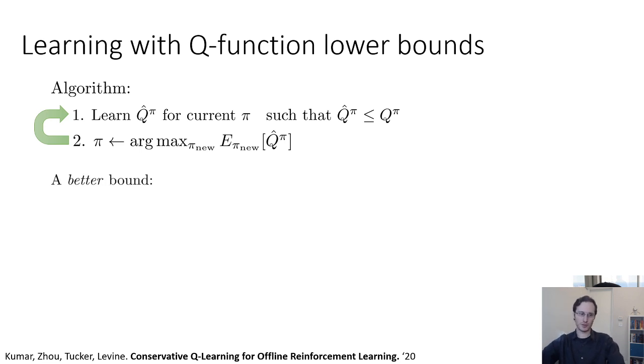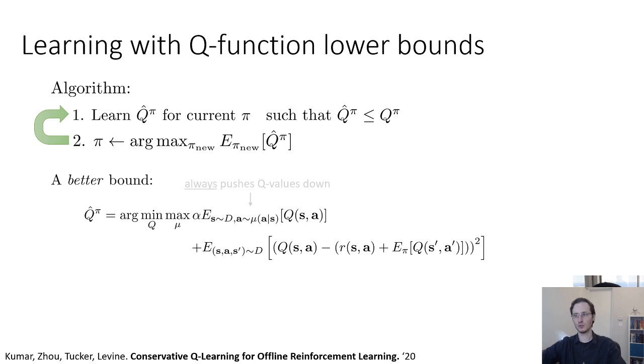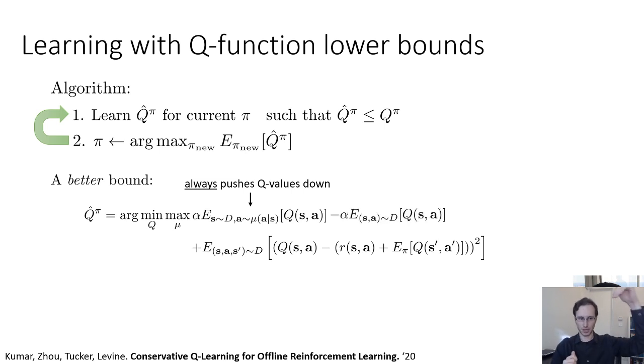Now, you can also derive a much better bound for conservative Q-learning. The bound I had on the previous page was actually too conservative. It actually pushed down the Q values too much. What you can do is you can push down on the high Q values, but you can compensate by also pushing up on the Q values in the data set. So you push down on the Q values that the Q function thinks are high, and then you push up on the Q values for the actions in the data set.